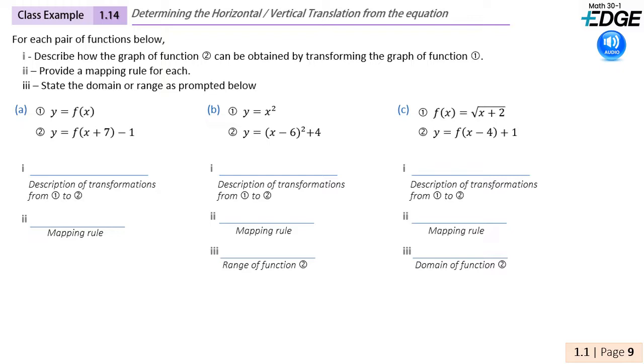We have no idea what kind of function this is, but the transformed version will be y equals f of x plus 7 minus 1. Can you describe the transformations and then write the mapping rule?